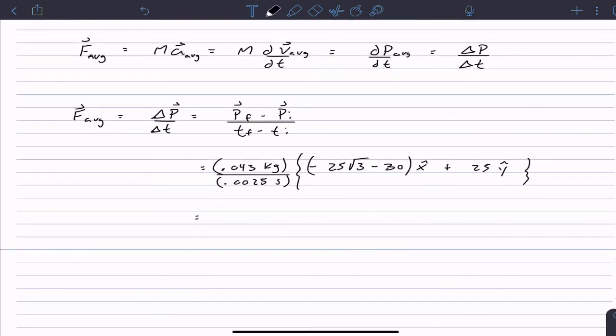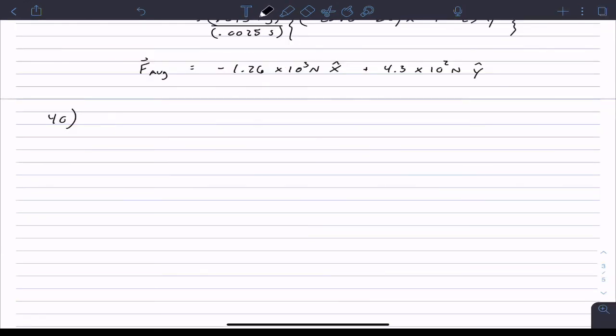So we can plug this in and see what we get for each component. That's going to give us, we'll call this here, negative 1.26 times 10 to the 3 newtons in the x-hat direction, plus 4.3 times 10 to the 2 newtons in the y-hat direction. That's the average force.